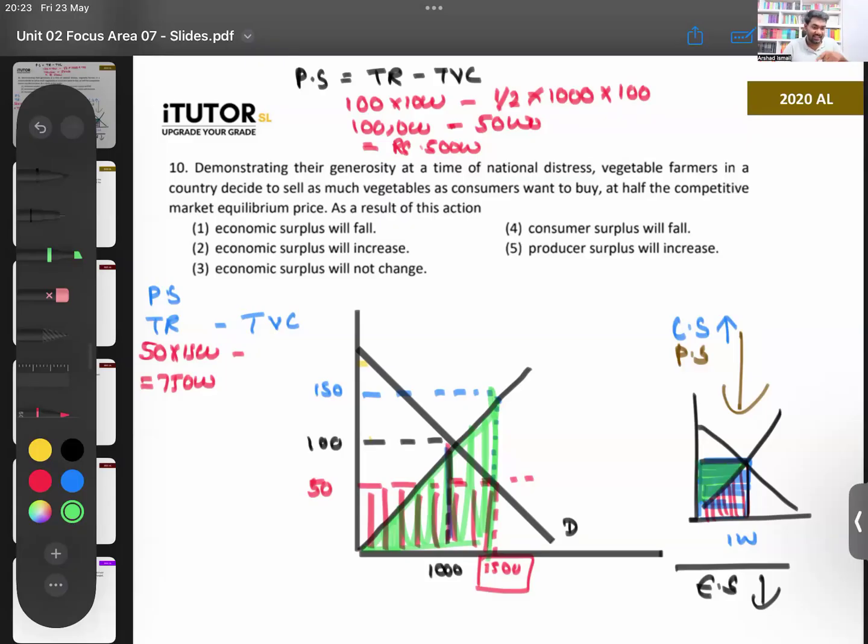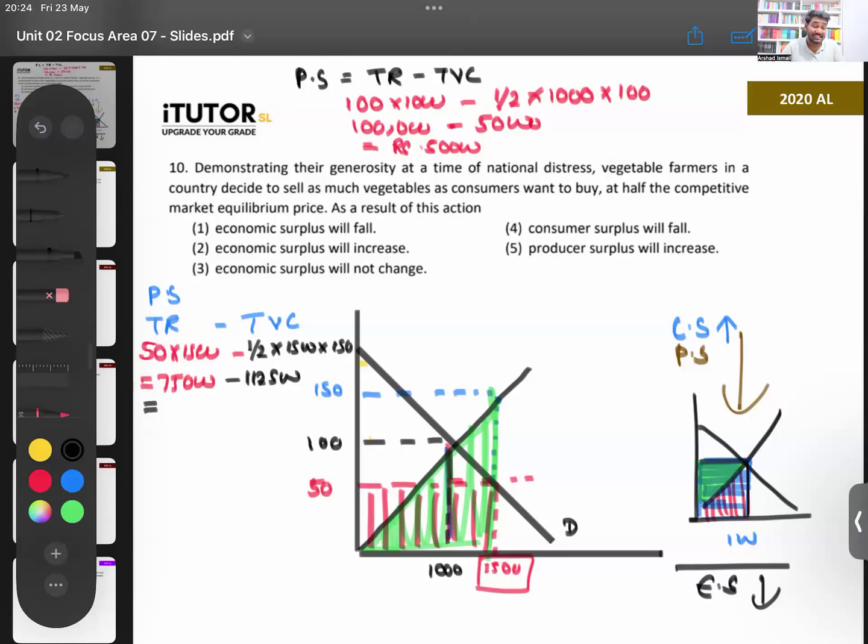Yes, TVC is the area below the supply curve, Lamai. That logic I feel you should know. So how much is that? Half into base is 1,500, height is 150. How much do you get there? 1,500 into 150 divided by 2 is 112,500.